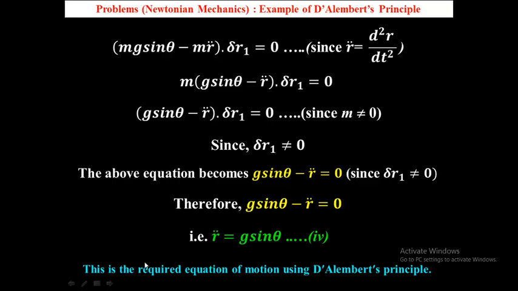So we have found the equation of motion for a block of mass sliding on an inclined plane making an angle theta. So this is the equation of motion for that block when it is gliding down on the inclined surface or inclined plane. So this is the final expression of the equation of motion using D'Alembert principle.